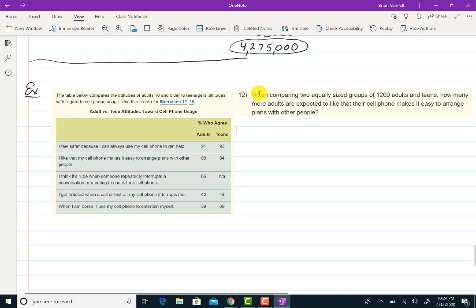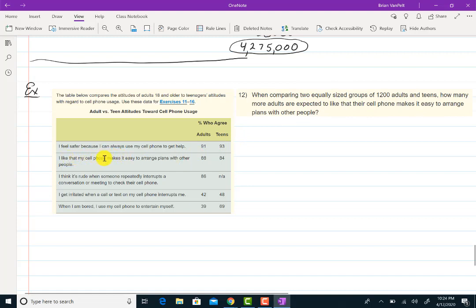Let's see what number 12 is asking us. We're comparing two equally sized groups of 1,200 adults and teens. When they say 1,200 adults and teens, they mean 1,200 adults and 1,200 teens. Keep that in mind. How many more adults are expected to like their cell phone plans?